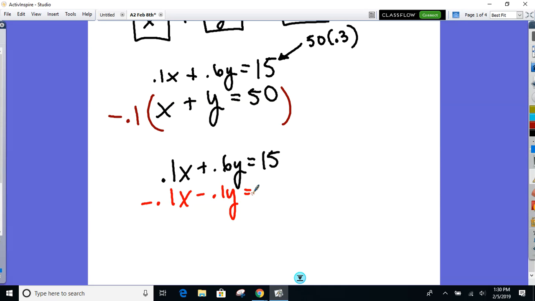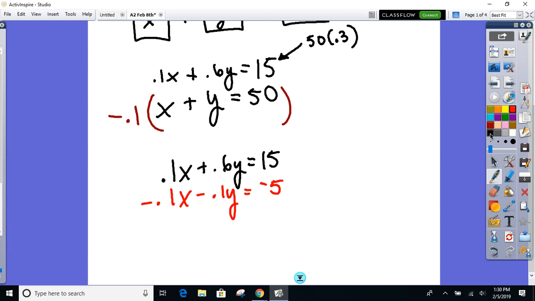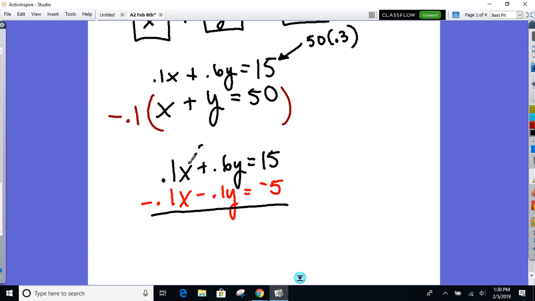Anybody a little help there? Negative 5, I think? No? Negative 5? Okay. The X's cancel out. What's left as far as the Y's go? 0.5y equals 10. Y comes out to be 20.